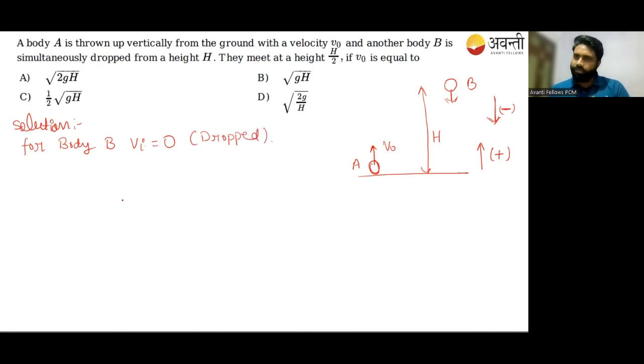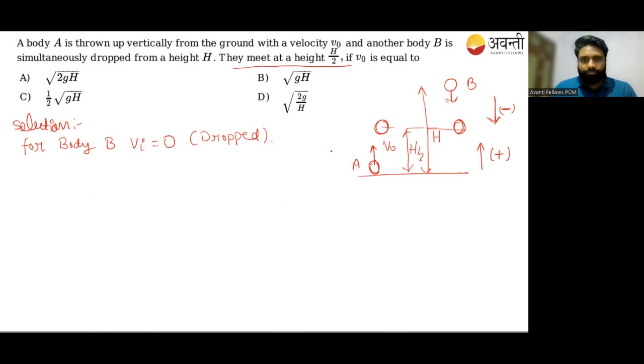Okay, got it. Now, what does the question say? They meet at a height h by 2. So ball B has covered h by 2 here, and body A has also moved h by 2. So this distance is h by 2. Both the balls have covered the same distance. Now, we have to find out the value of v0.